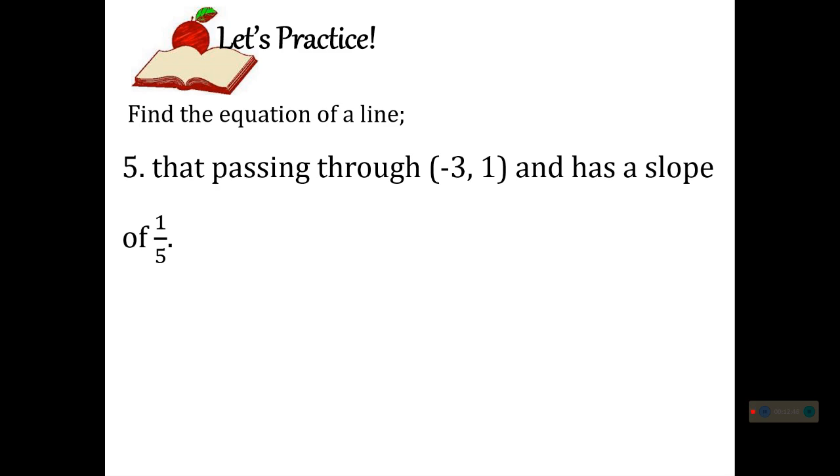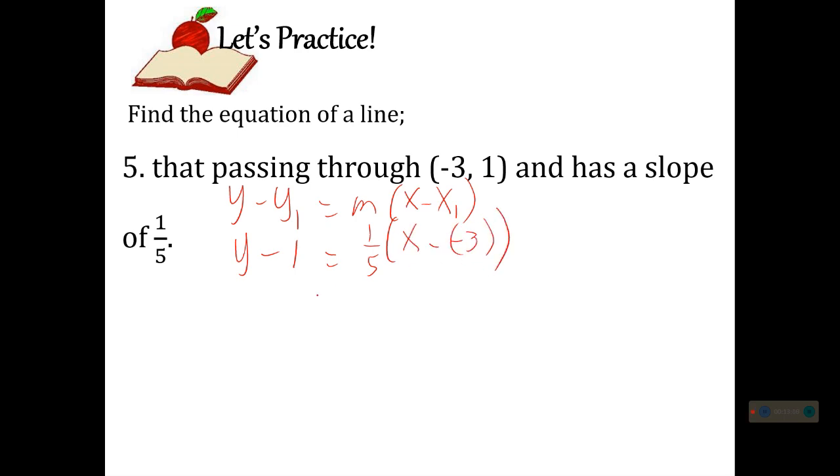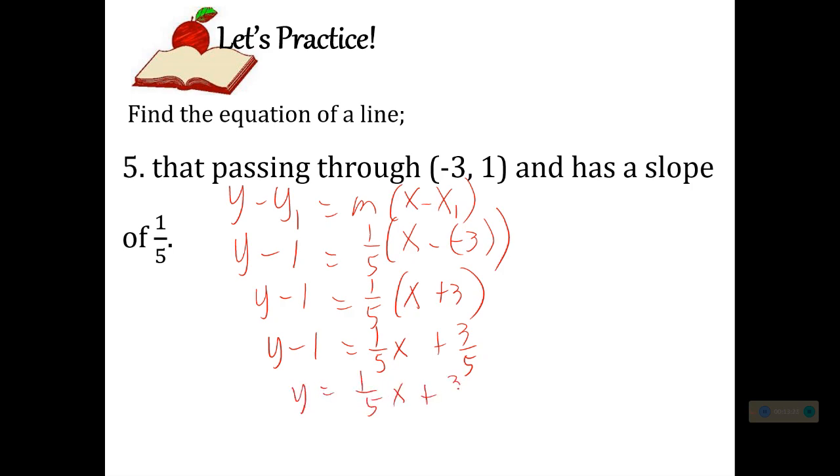And for the last, let us have, find the equation of a line that passes through negative 3, 1 and has a slope of 1/5. Okay, so we have again the formula, y minus y sub 1 equals m times x minus x sub 1. So we have y minus our y sub 1 which is 1 equals our slope 1/5 times x minus negative 3. Okay, then we have y minus 1 equals 1 over 5 times x plus 3. Then y minus 1 equals, using the distributive property, 1 over 5x plus 3 over 5. Then y equals 1 over 5x plus 3 over 5.